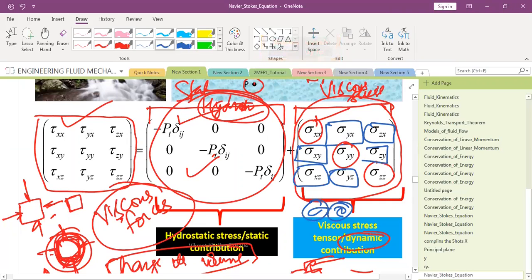How do you find out? Only from these indices. If it is the same index, then it is normal stress. If it is a different index, then it is shear stress. It does not matter whether I am using sigma or I am using tau.